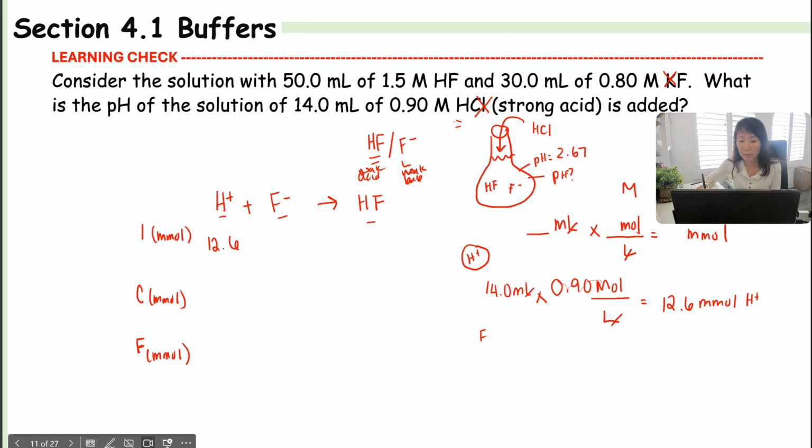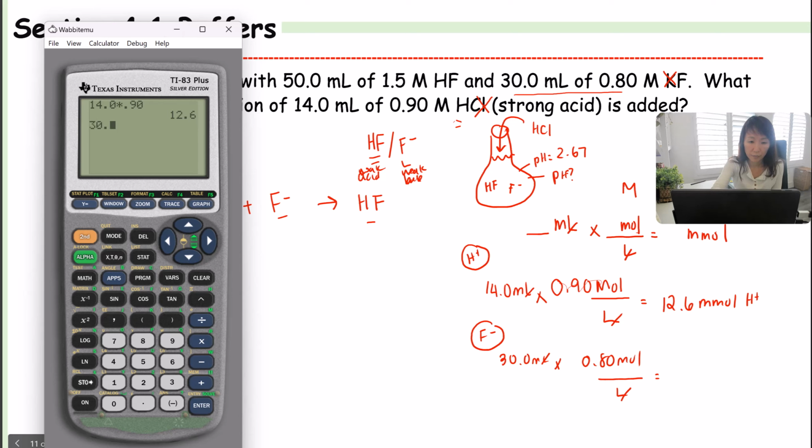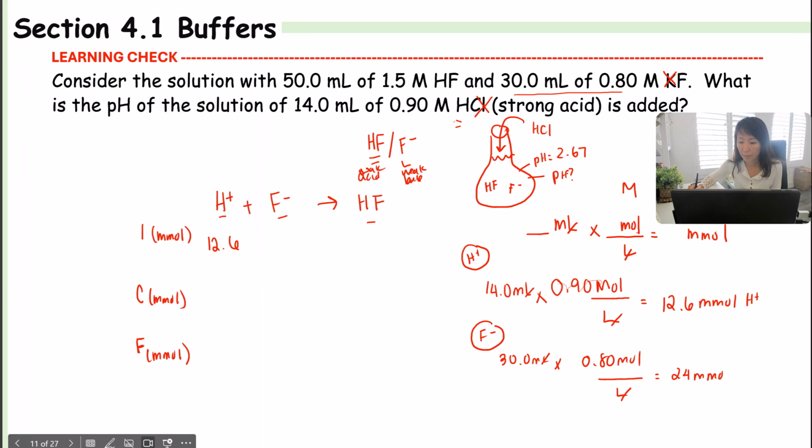What about for F minus? Well, for F minus, which is coming from this information up here, that's 30.0 mL times the molarity, 0.80 moles over a liter. So the liters cancel, and for millimoles, I would get 24. So 24 millimoles. This is for F minus.